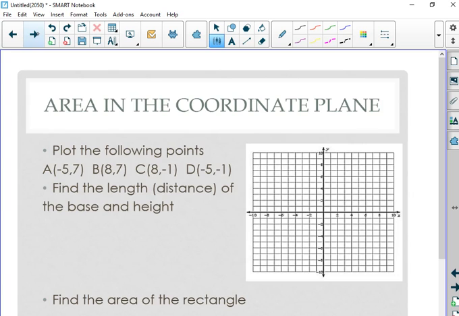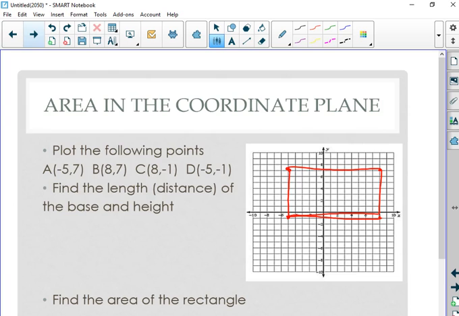So we're going to plot the following points. Negative 5, 7. Going to be up here. 8, 7. Going to be up here. 8, negative 1. And 5, negative 1. I think I did something wrong. Negative 5. For one thing, negative 6, 7. Negative 5, 7. Positive 8, 7. Oh, I did negative 5, sorry. My mistake. Negative 5, negative 1. Okay, so there are my points. And that was horrible, sorry.